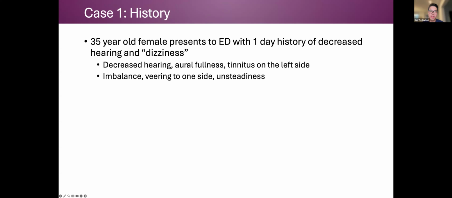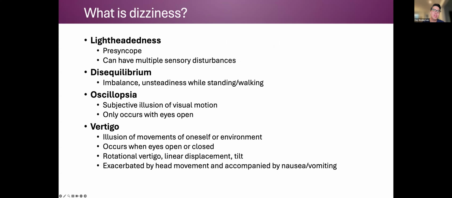So there's the imbalance. She's veering to one side, and this is exactly right. You got it. The first thing you want to do is get a good history, and this goes into what is dizziness. And this is just again a good overview.